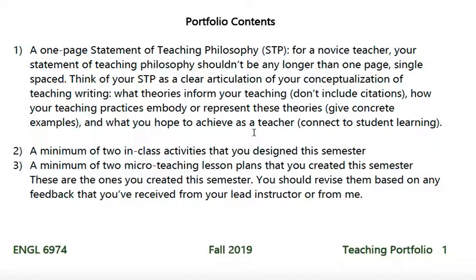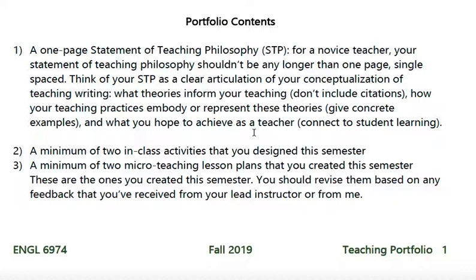However, for PhD students, for tenure line or full-time professors, this is normally around 2 pages single-spaced. And you'll see that in the example that I uploaded to Blackboard. Think of your STP as a clear articulation of teaching writing. What you think of teaching writing, how you understand teaching writing, what theories inform your teaching. Don't include citations, just mention the theory, okay? And normally people who are reading this can understand what you're talking about.